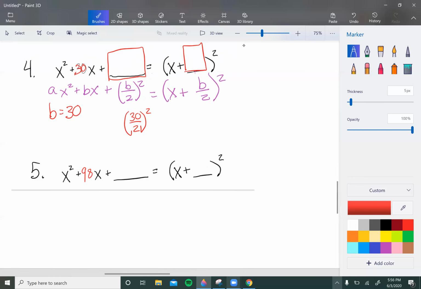So that is 15 squared. 15 goes right in here. 225 goes right in here, because that is what 15 squared is. Okay, we only have one more. Let's get through it.